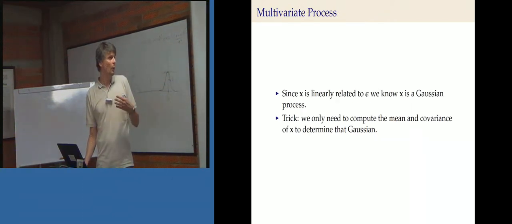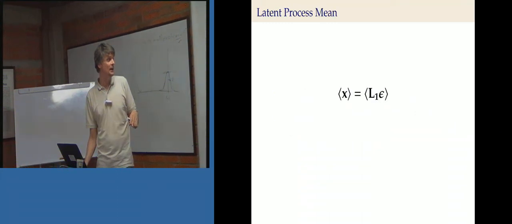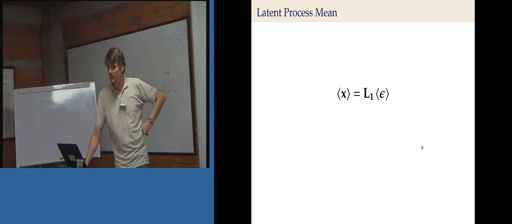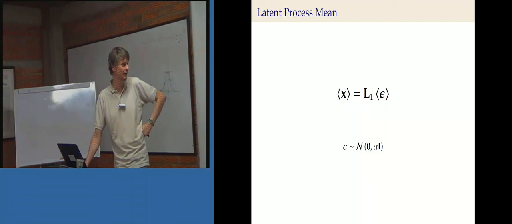Now, since we know that these two things are linearly related, x is equal to L1 times epsilon, we now know that x must be a Gaussian process. And furthermore, we can compute its mean. This is what we've just been doing on the board. The expected value of x is equal to the expected value of L1 times epsilon, which is just equal to L1 times the expected value of epsilon, which is 0, because epsilon is distributed according to a Gaussian with 0 mean and variance alpha.